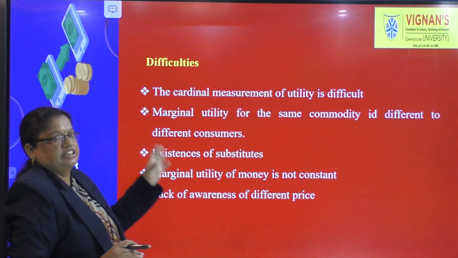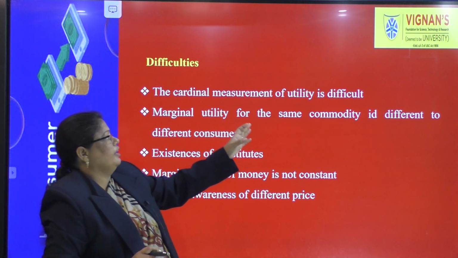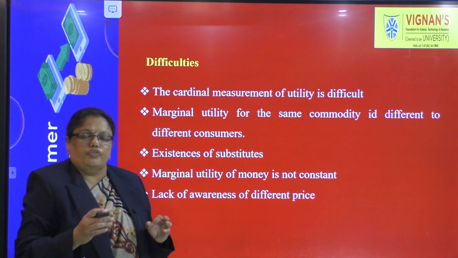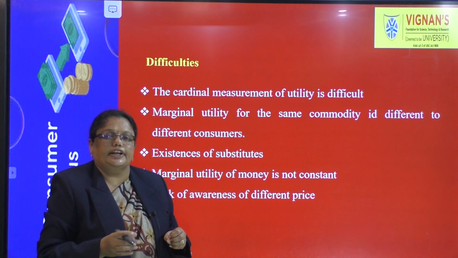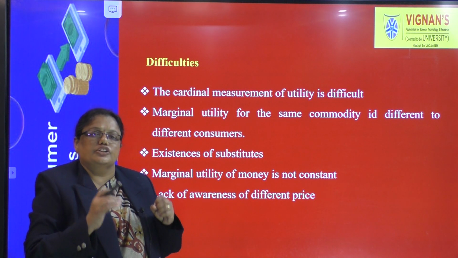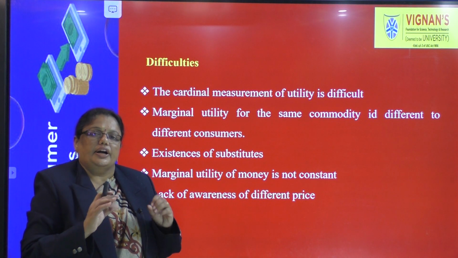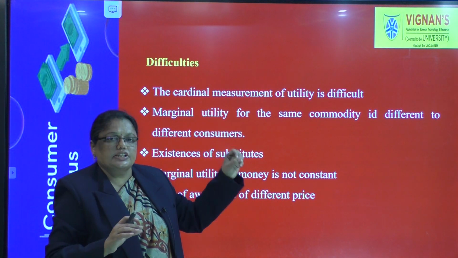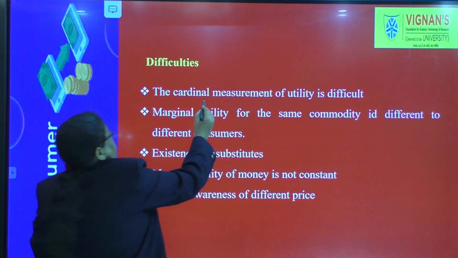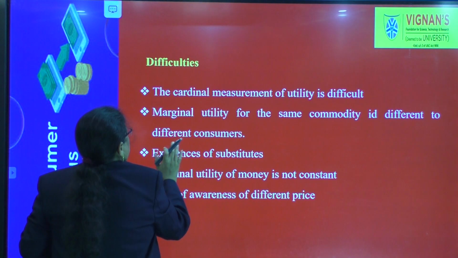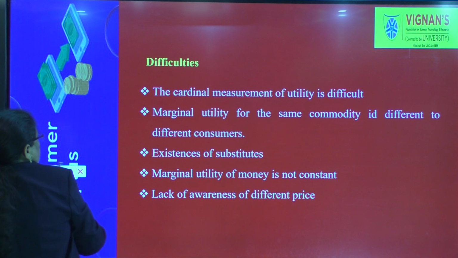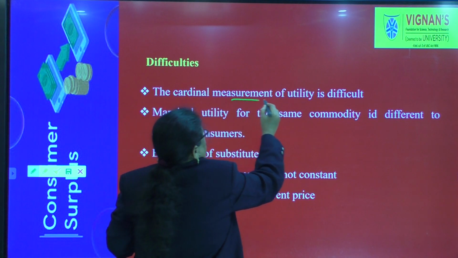Difficulties in measuring the consumer surplus. Cardinal measurement of the utility is difficult. Cardinal measurement means, suppose the first unit has 10 units of utility, the second unit has 5 units of utility. Such differentiation is very difficult. That means cardinal measurement of the utility is very difficult.